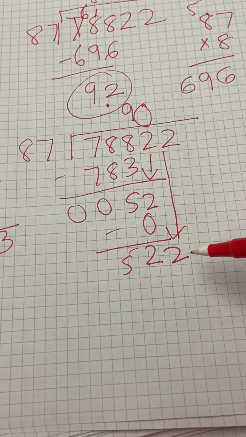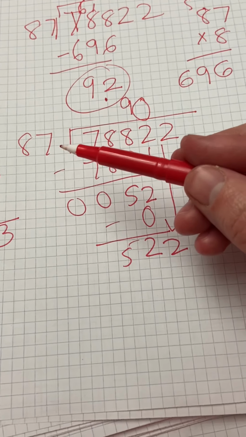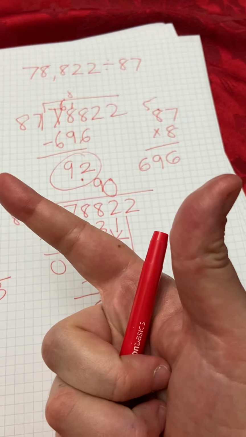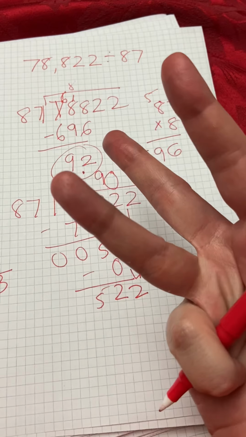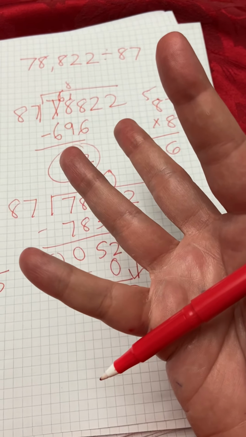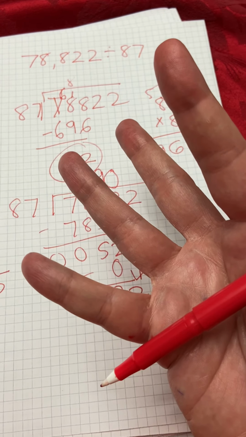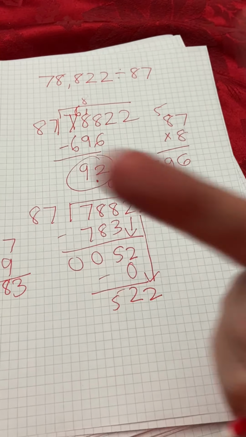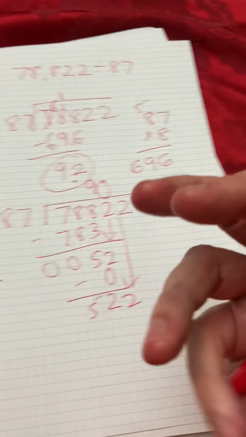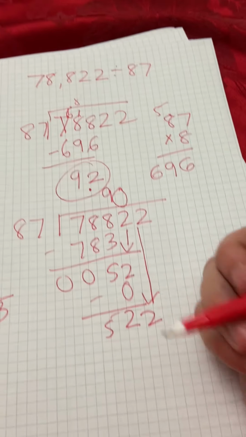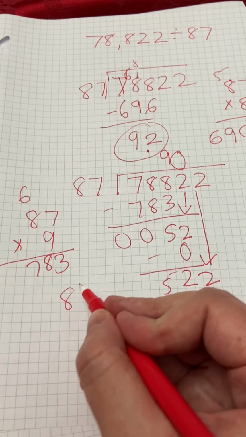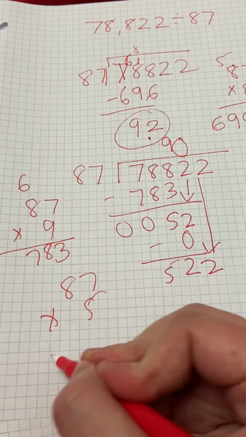87 into 522. Again, 87 is close to 90, so let's count by 90s: 90, 180, 270, 360, oh, excuse me, I messed up. 90, 180, 270, 360, 450, and 6 would be 540. That's too high. So I know, let's try 5. This may not work again. This could be trial and error.